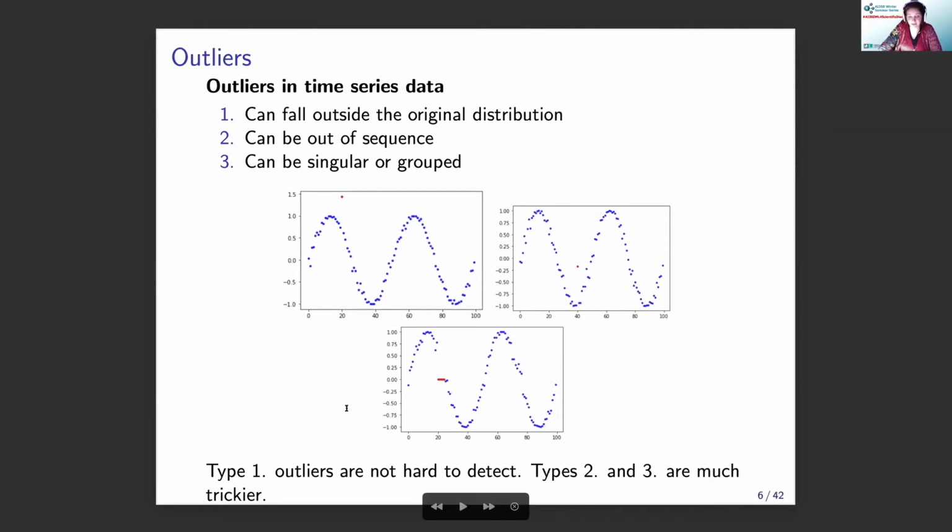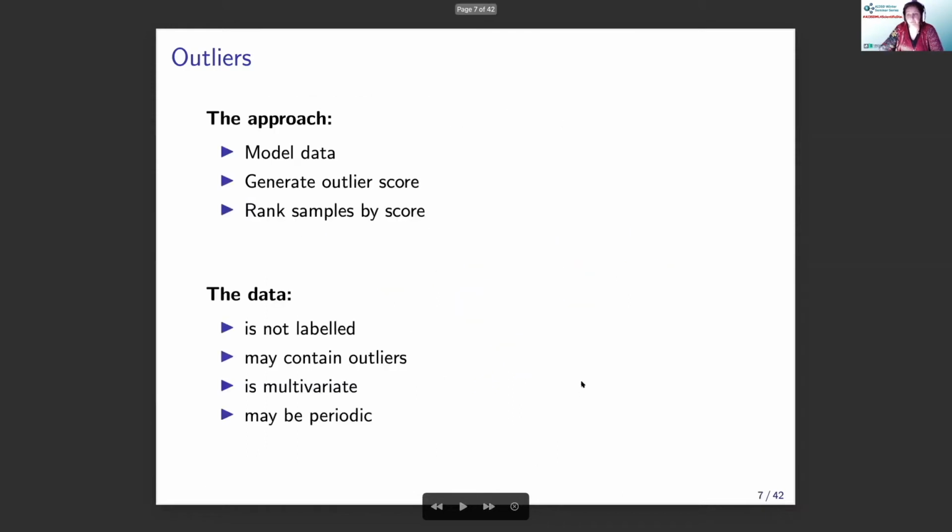Type 1 outliers, where they are outside the original distribution, are not difficult to detect. Types 2 and 3, where they are part of the same distribution, are much trickier. So what am I going to do? How am I going to do this? I'm going to model the data. So I'm going to find a range of machine learning algorithms that model the pattern that the data gives.